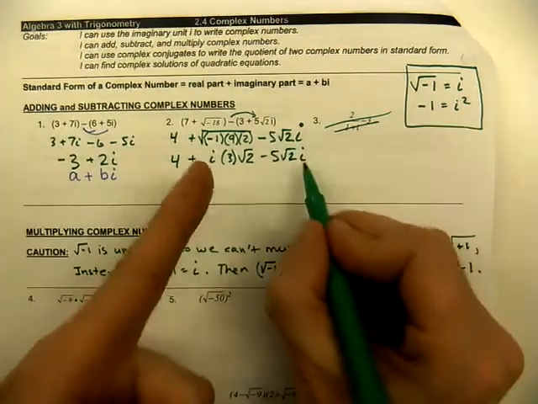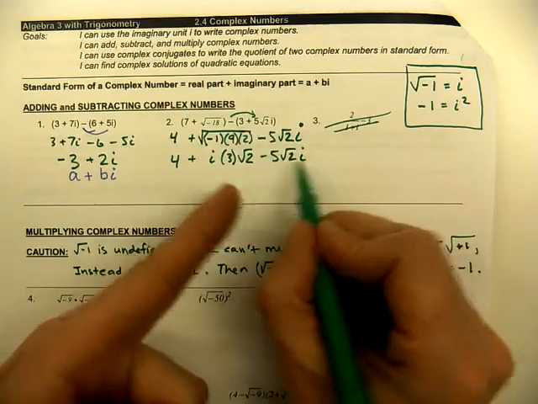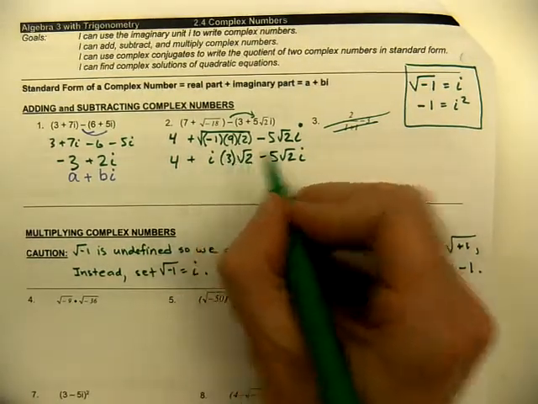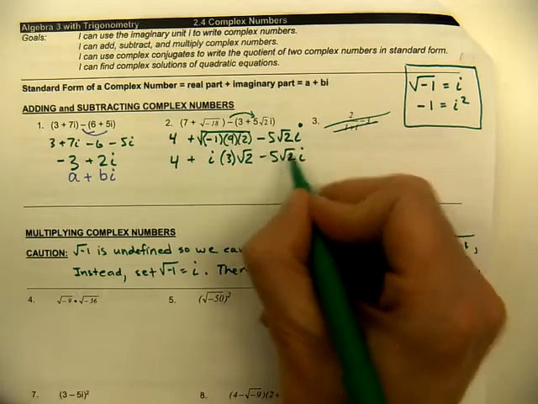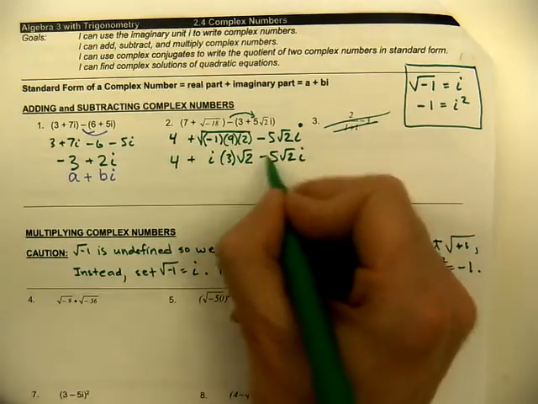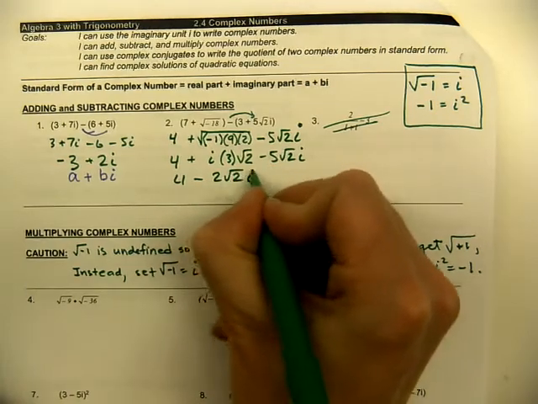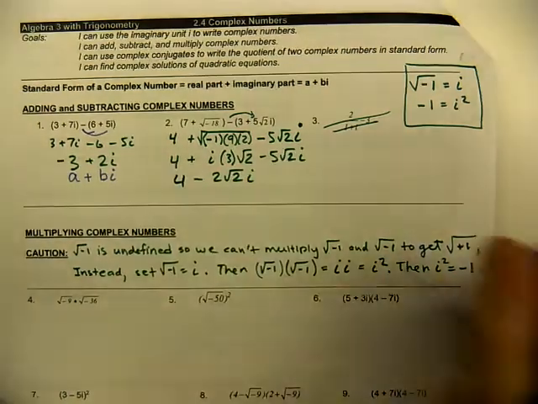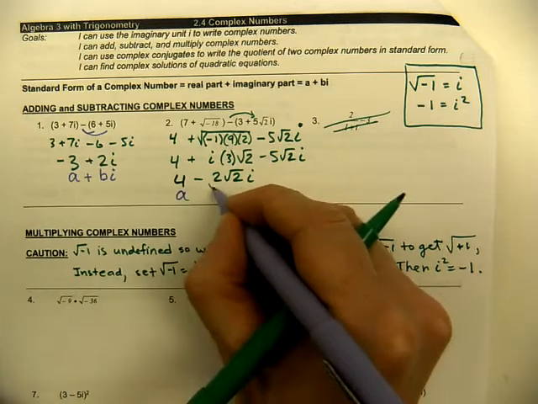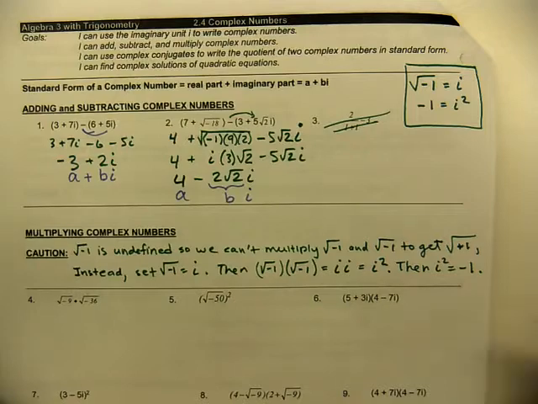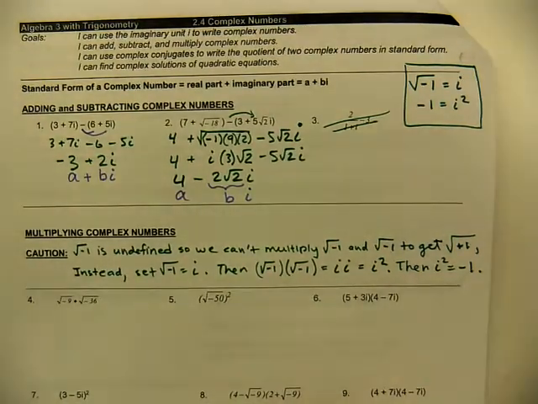But notice now we have two terms that are both imaginaries. Now we can combine them. So this is 3 roots of 2 times i, and we're subtracting 5 roots of 2 times i. So 3 root 2 minus 5 root 2 gives us negative 2 root 2 of i. So take a look at the format again. Here's your A. Here's the B. That's the coefficient in front of the i. So yeah, it meets the format that we want. So that's adding and subtracting.